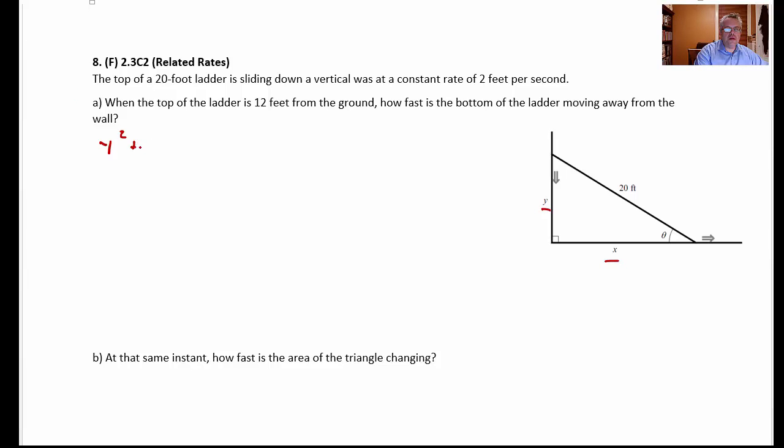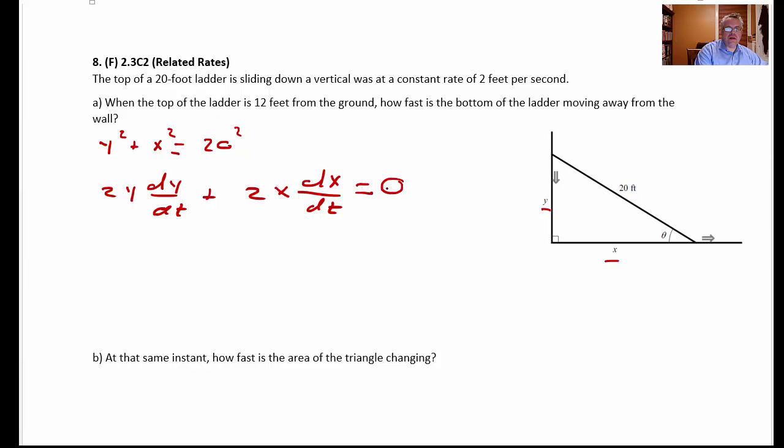y squared plus x squared equals the length of the ladder squared, 20 squared. And we take a derivative with respect to time. So 2y dy/dt plus 2x dx/dt equals the derivative of 20 squared, which is 0. That's just a constant. So there's our formula. We have to take a derivative of it.